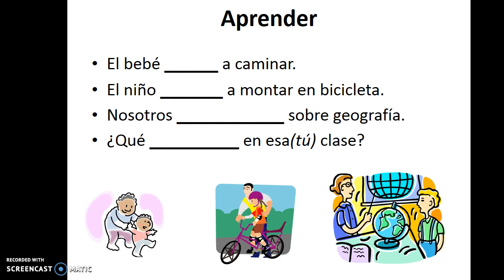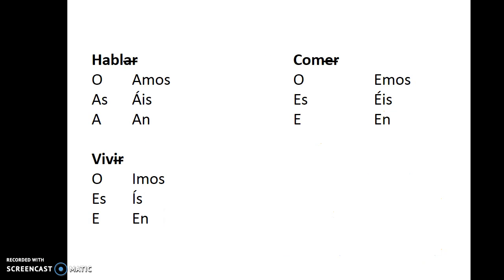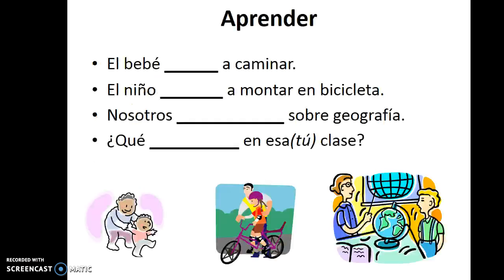Okay, so one of our verbs, and these are not all of the verbs from the chapter, I don't think, but there's several of them. Our first verb is aprender, to learn. Okay, so if you have that chart written out in front of you, if you didn't do it now, so our o, es, e, emos, éis, en.